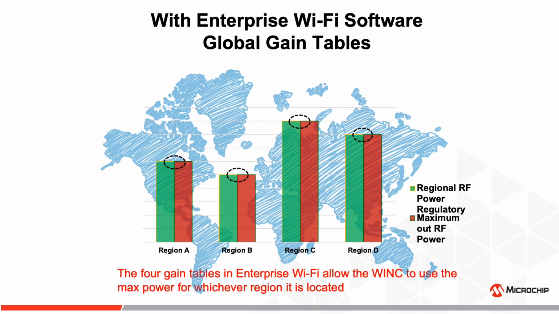So this is now showing what it looks like when you use the enterprise Wi-Fi software. You can see that now our output power, which is the red bar, is matching the regional RF regulation, which is the green bar, in each of these locations. So again, why does it matter? It matters for range, it matters for connection quality, and it matters that you can now physically separate devices more in region C than you could in region B.